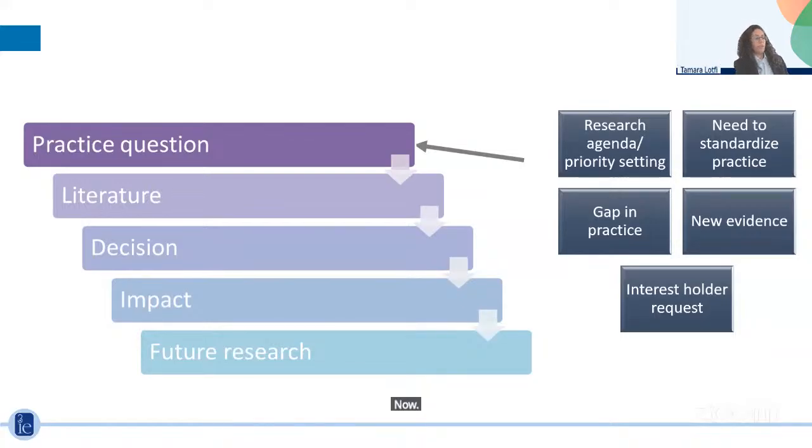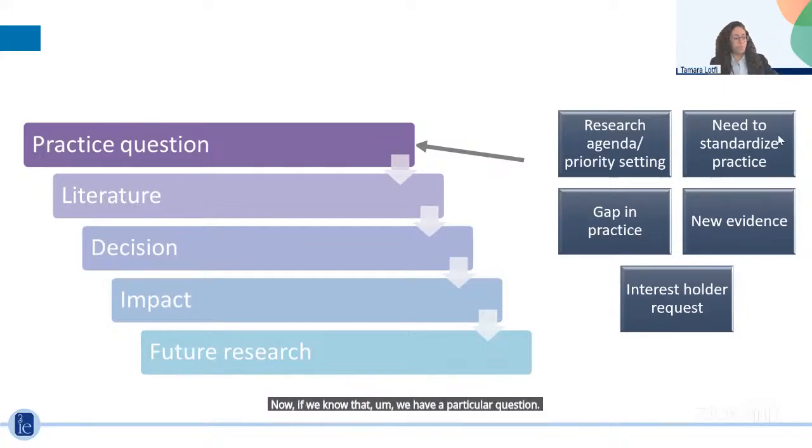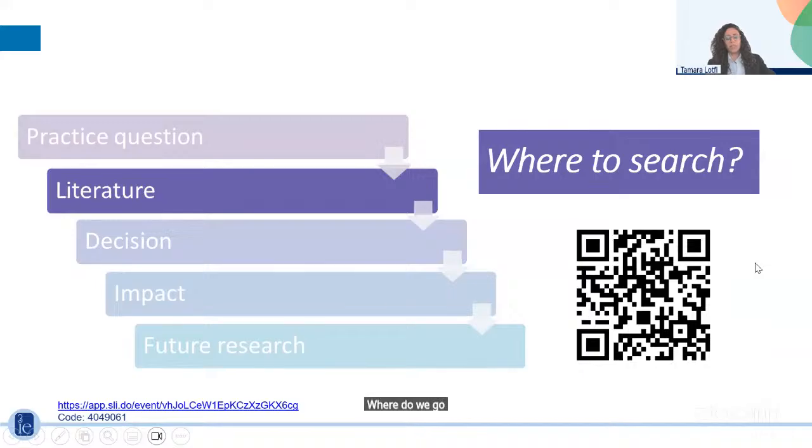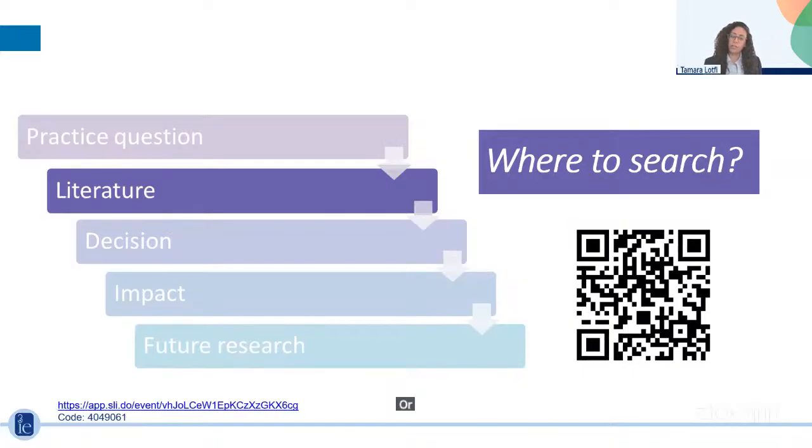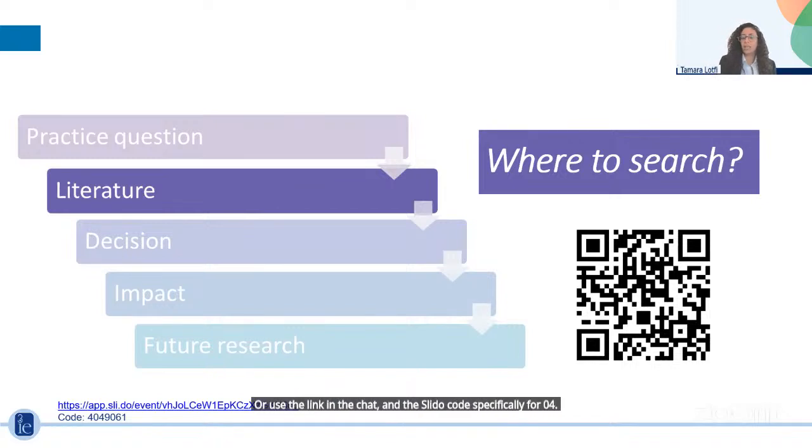Now, if we know that we have a particular question, where do we go and find literature to answer our question? And for that, I ask you to scan the QR code or use the link in the chat and the Slido code specifically 4049061, and let us know where you typically search for literature. I'll give it 20 seconds. And I encourage you all to give us your answers. I see them coming in.